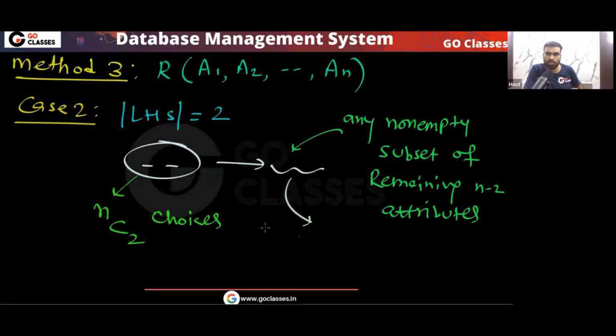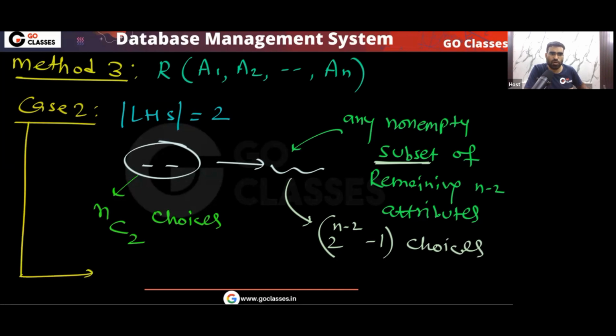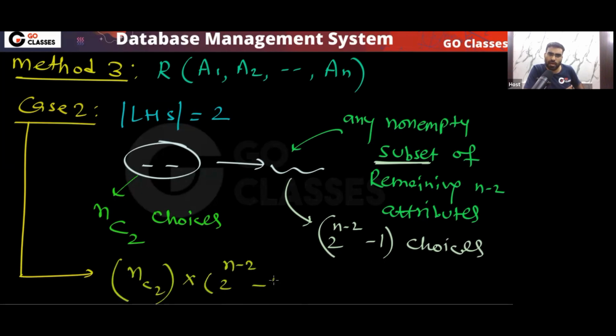For RHS, how many choices are there? I can put any non-empty subset of the remaining n minus 2 attributes. So that will be 2 power (n minus 2) minus 1. Yes or no? These many choices. So finally, in this case number 2, how many useful FDs did I get? That will be nC2 multiplied by (2 power (n minus 2) minus 1). These many useful FDs I got in this case number 2.